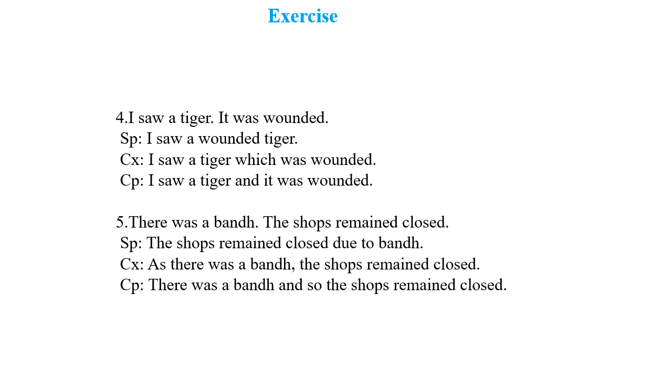Next, there was a bandh. The shops remain closed. Due to the bandh, the shops remain closed. The shops remain closed due to the bandh. Okay, this is a simple sentence. We have to put as, we can get complex. As there was a bandh, the shops remained closed. There was a bandh and so the shops remained closed. This is the compound sentence.